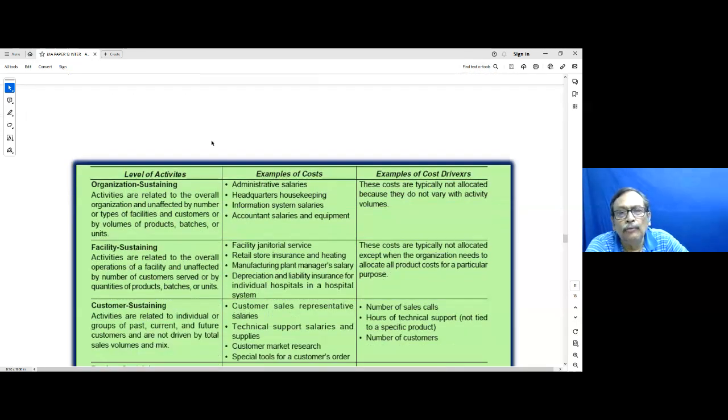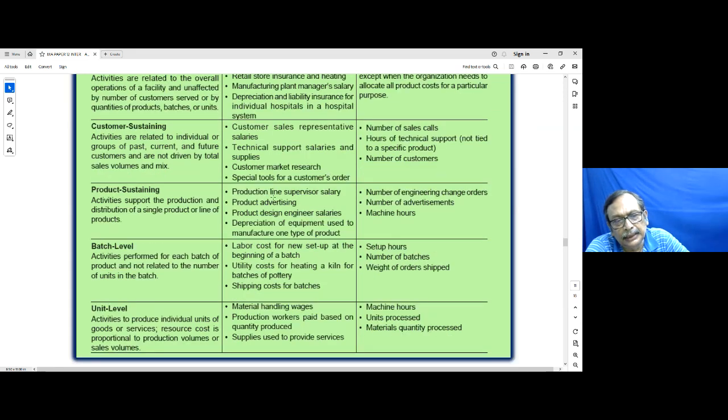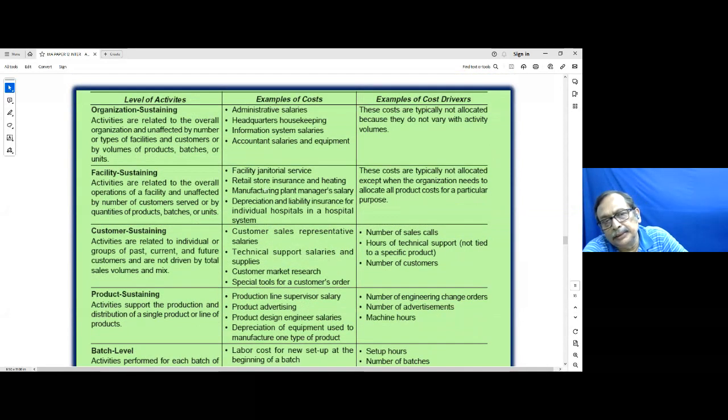Now we should go one by one. I have made 3 columns in which first one is level of activities, second one is examples of costs, and third one is examples of cost drivers. So basically we are having organization sustaining activities, facility sustaining activities, customer sustaining activities, product sustaining activities, batch level activities, and unit level activities. Now let us just go ahead with this.